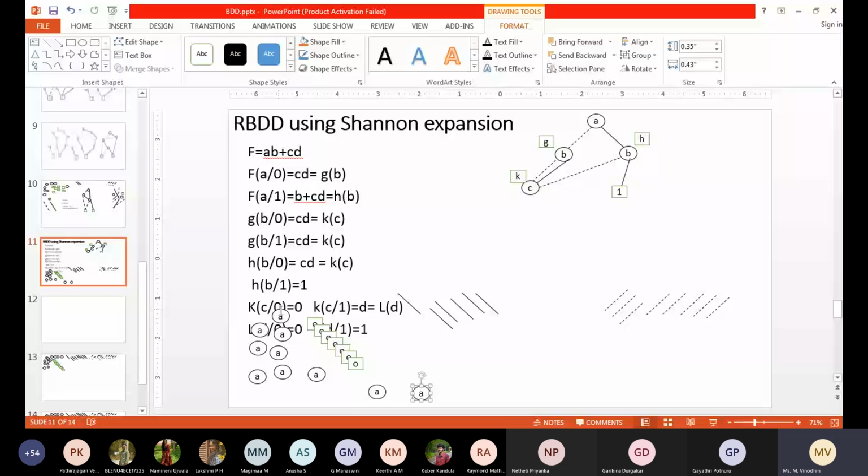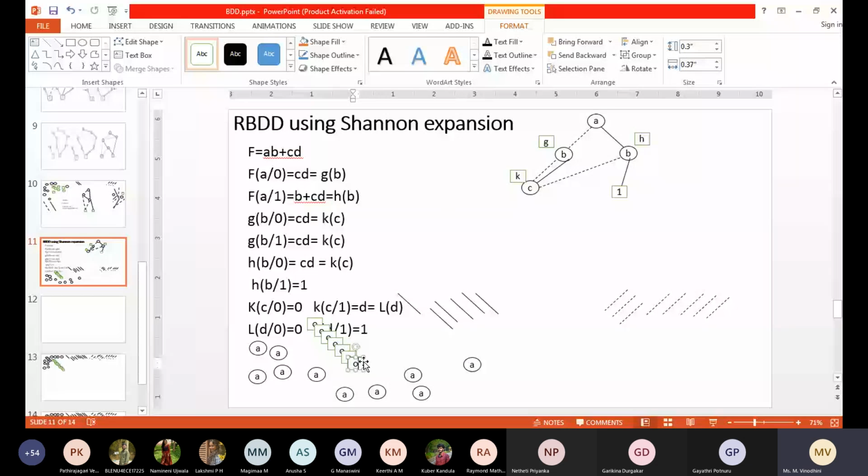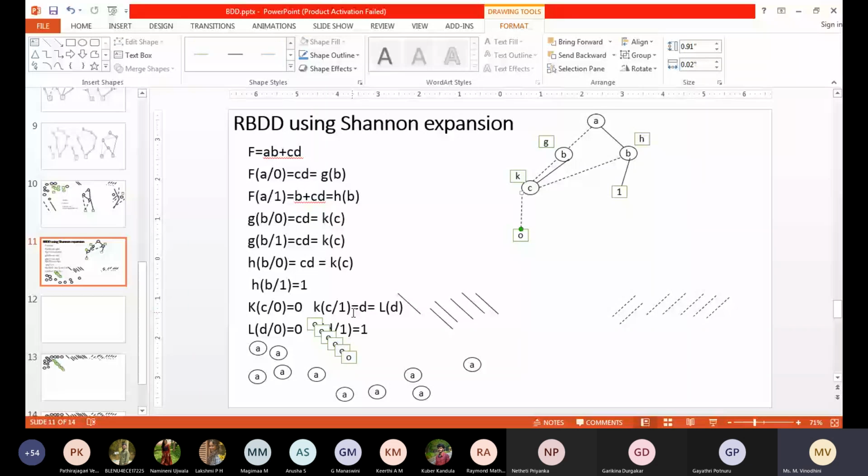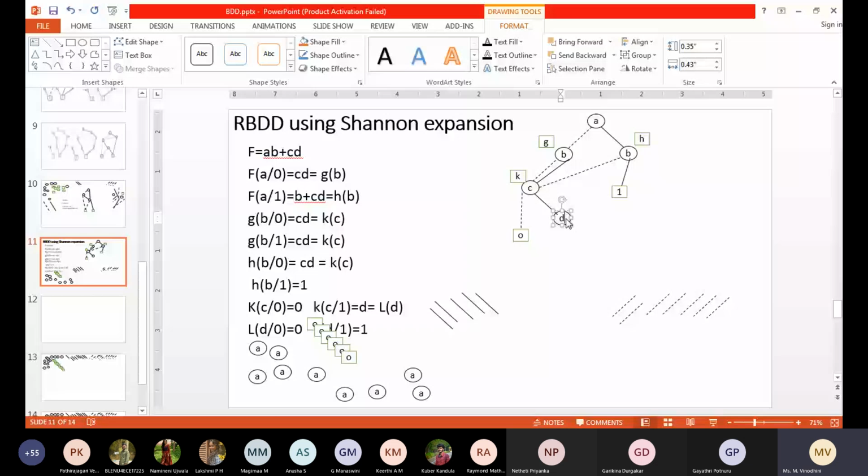So what is happening to K of C? When K of C is 0, it is going to 0. And when K of C is 1, it is going to D. So here inside D, and this D is because of which variable, which alphabet? Because of L.